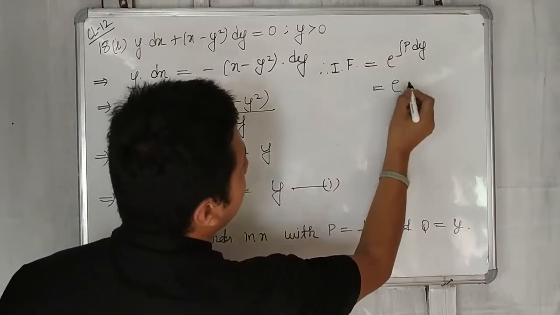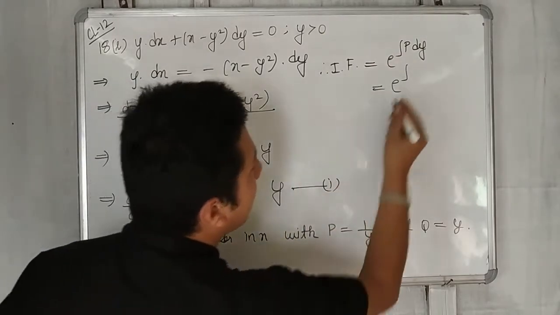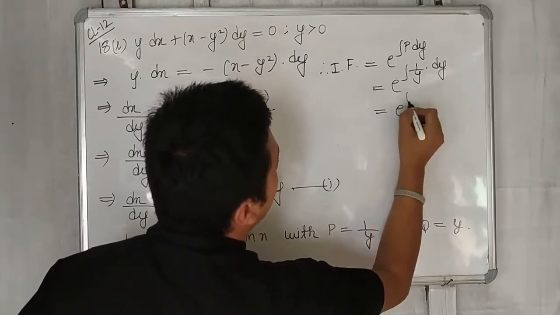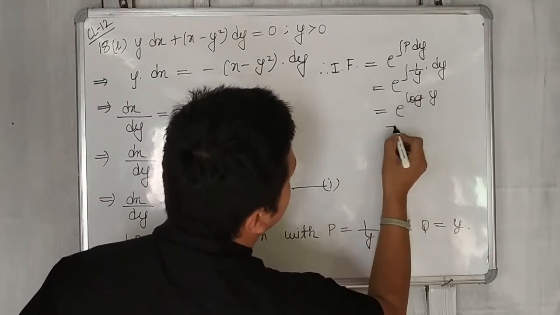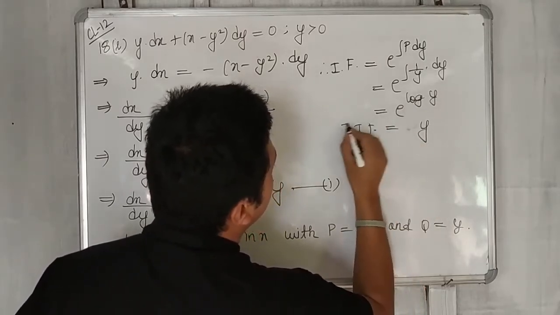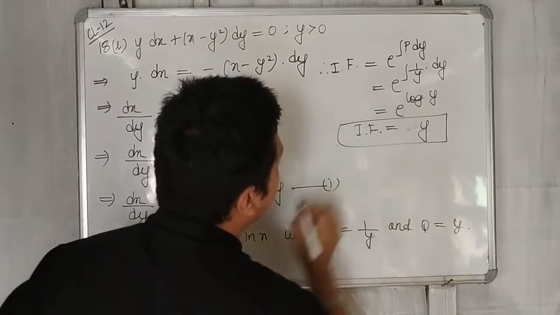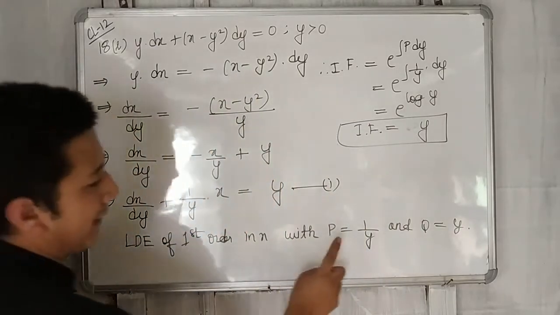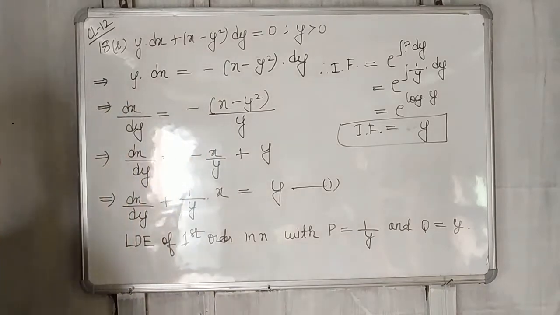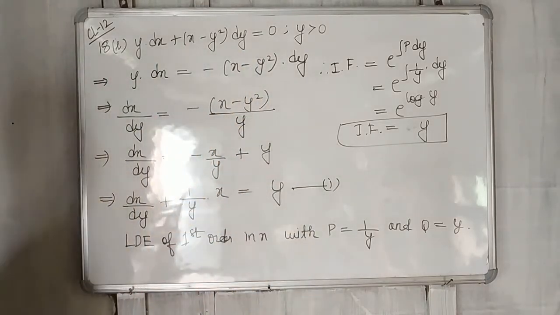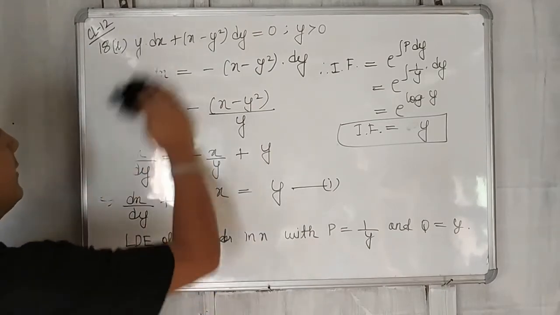Okay, so e to the power, what is the value for P? 1 by y into dy. Therefore this is log y, and therefore this is only y. So what is my integrating factor? Y. So if y is the integrating factor, then I know the value for P, I know the value for Q. Now I can find its solution. I hope I can clear this now. Please pause the video and note it down.